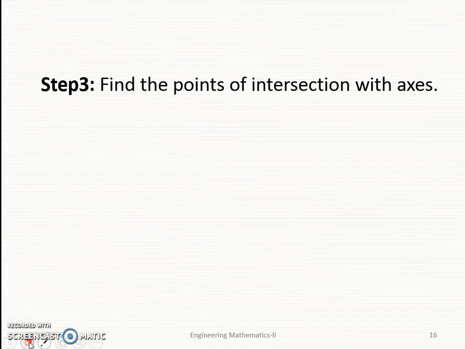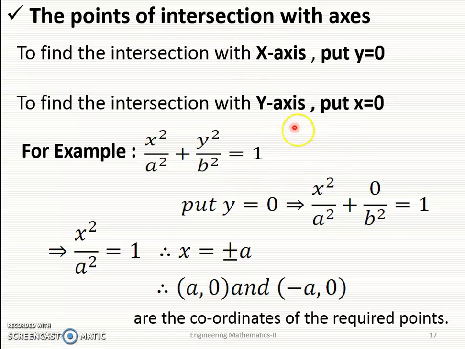So step number 3, find the points of intersection with the axis. To find the point of intersection with x-axis, put y is equal to 0 into the given equation of the curve. And similarly, to find the point of intersection with y-axis, put x is equal to 0 into the given equation of the curve.